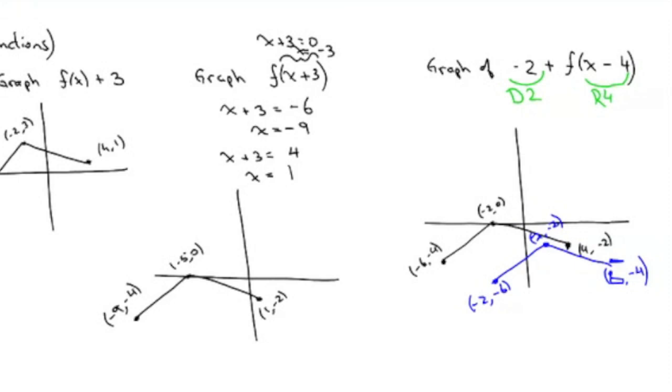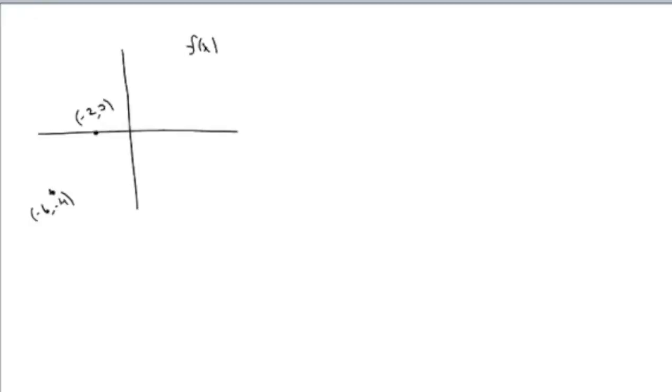Up, down, left, right. Let's get into the complex ones. I'll redraw my picture. The easier of the two. Let's go back to our original function, f of x. What was it? Negative 6, negative 4, negative 2, 0, and 4, negative 2, someplace over here. And here's my function.